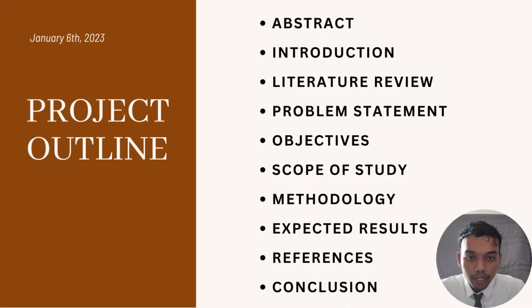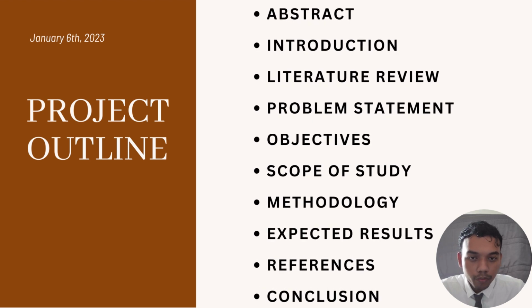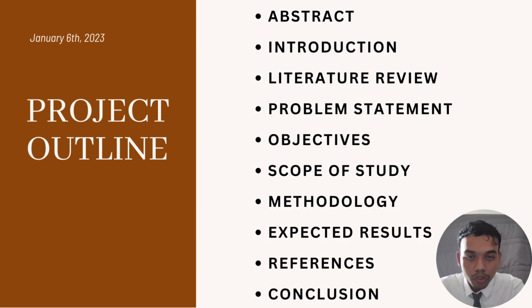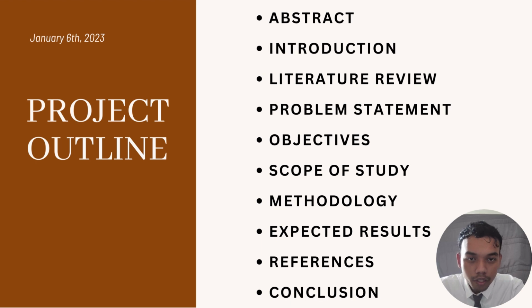So as we can see in this slide here, this is my project outline, what I'm going to talk about later on, which is we start with the abstract, a summary of my project. Next is the introduction for my project, the literature review, which I will talk about later. And next is the problem statement, the objectives for my project, the scope of study that we're going to cover for this presentation, methodology, expected results, which are the findings from my project, references, and lastly the conclusion.